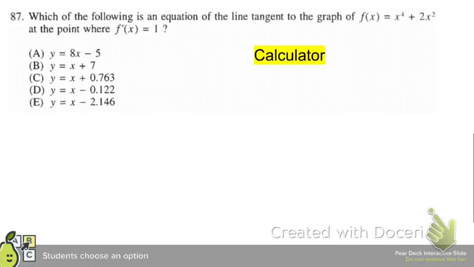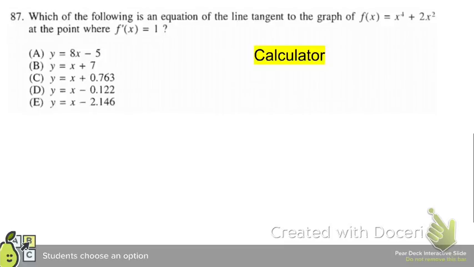Next question we do get to use a calculator for, so go ahead and grab your calculators. It says, which of the following is an equation of the line tangent to the graph of f of x equals x to the 4th plus 2x squared at the point where f prime of x equals 1. So this is being asked in a little bit of a different way, so be careful with that.